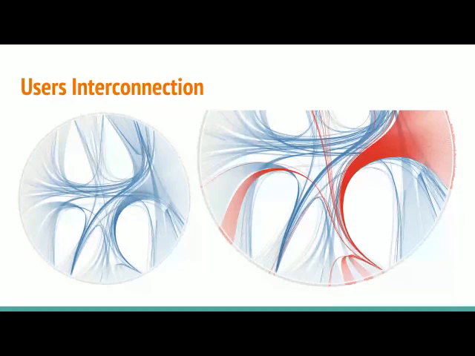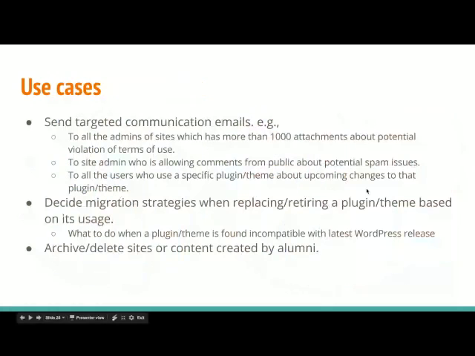So you might want to know how any of this is useful to you. These are some of the use cases that we use the data for. For example, when you want to send targeted communication emails to all the admins of the sites who have more than 1,000 attachments, to tell them that they are violating the terms of use of your service. Or all the admins who are allowing comments from the public, and then their sites are being spammed.